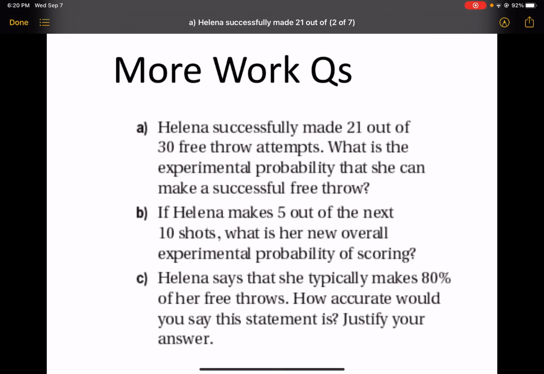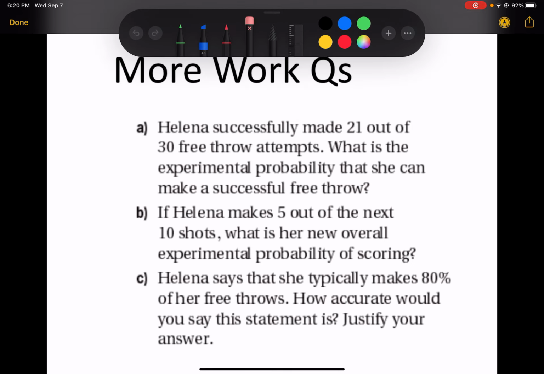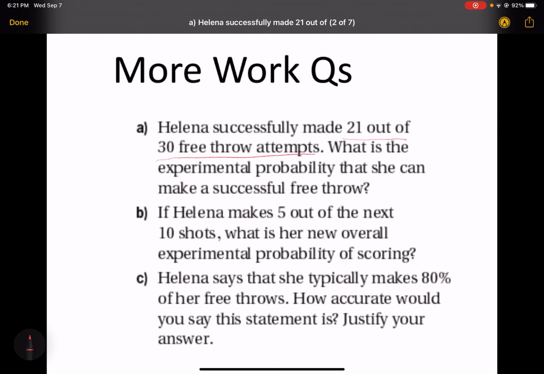Let's look at this question over here. Helena successfully made 21 out of 30 free throw attempts. What is the experimental probability that she can make successful free throws? So let A represent an outcome, we can just say a successful free throw.